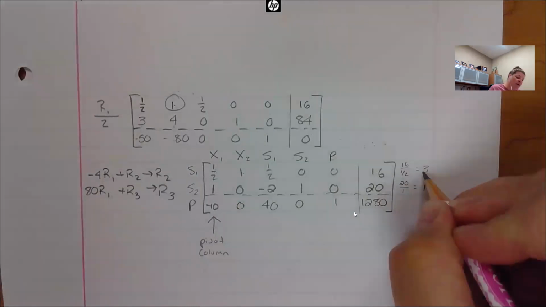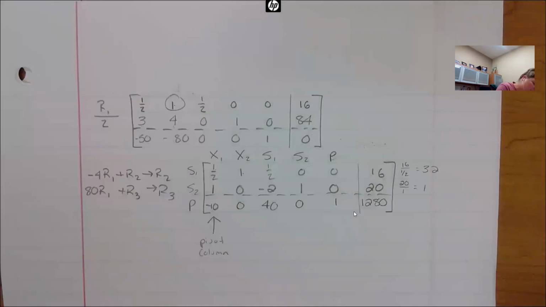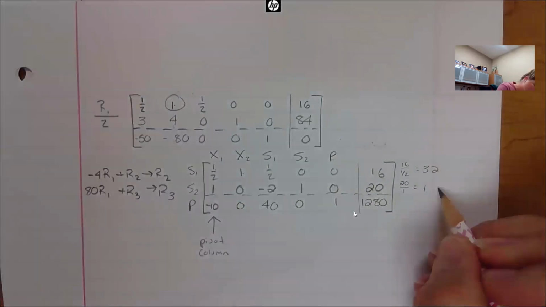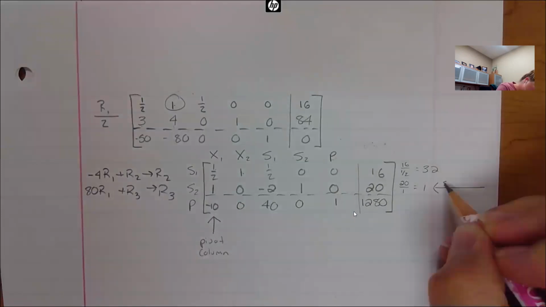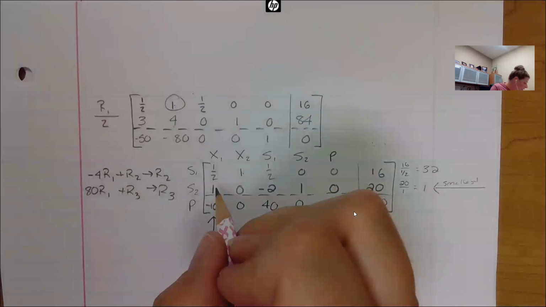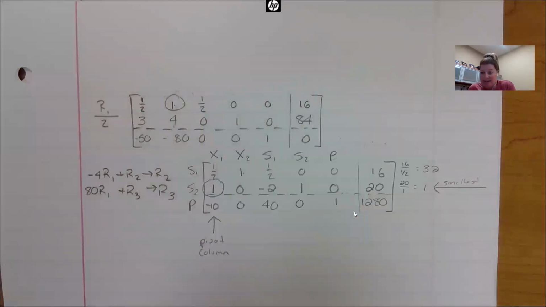Okay, so which one's the smallest? That's going to be this one here. So this is the smallest, and that makes this one here our next pivot. Okay, is that pivot already 1? Yes, I don't have to divide. It just let me skip a step.